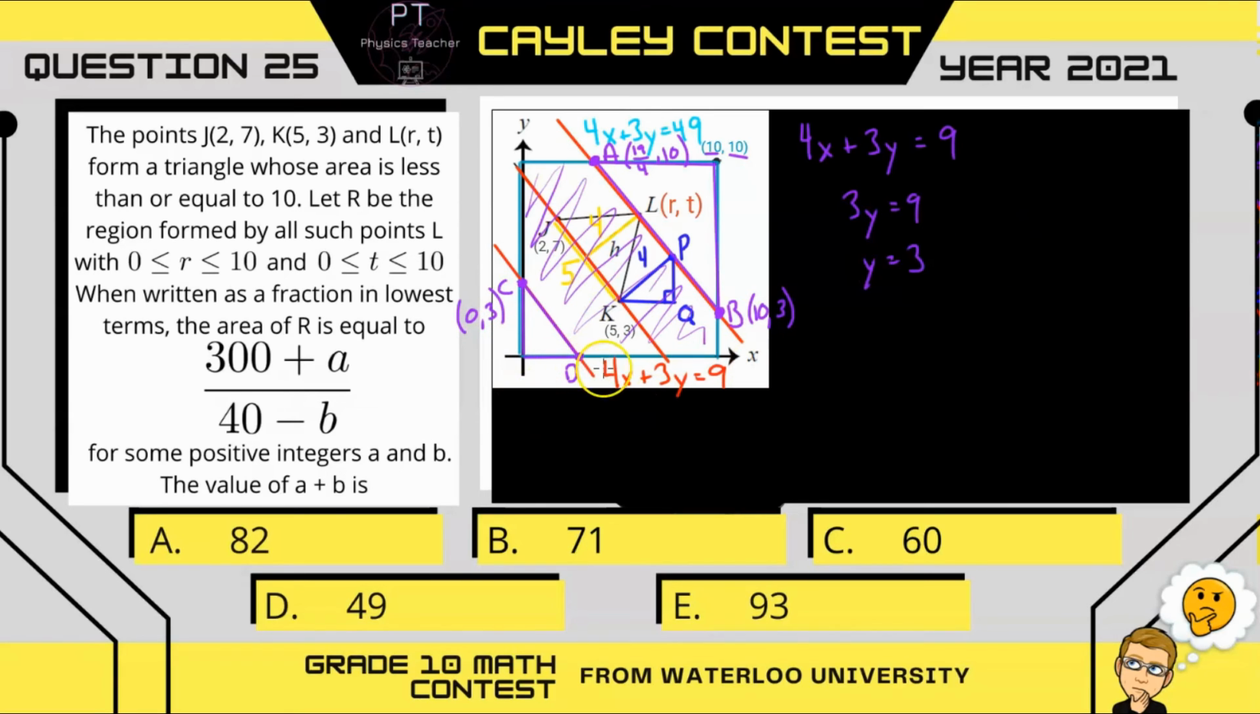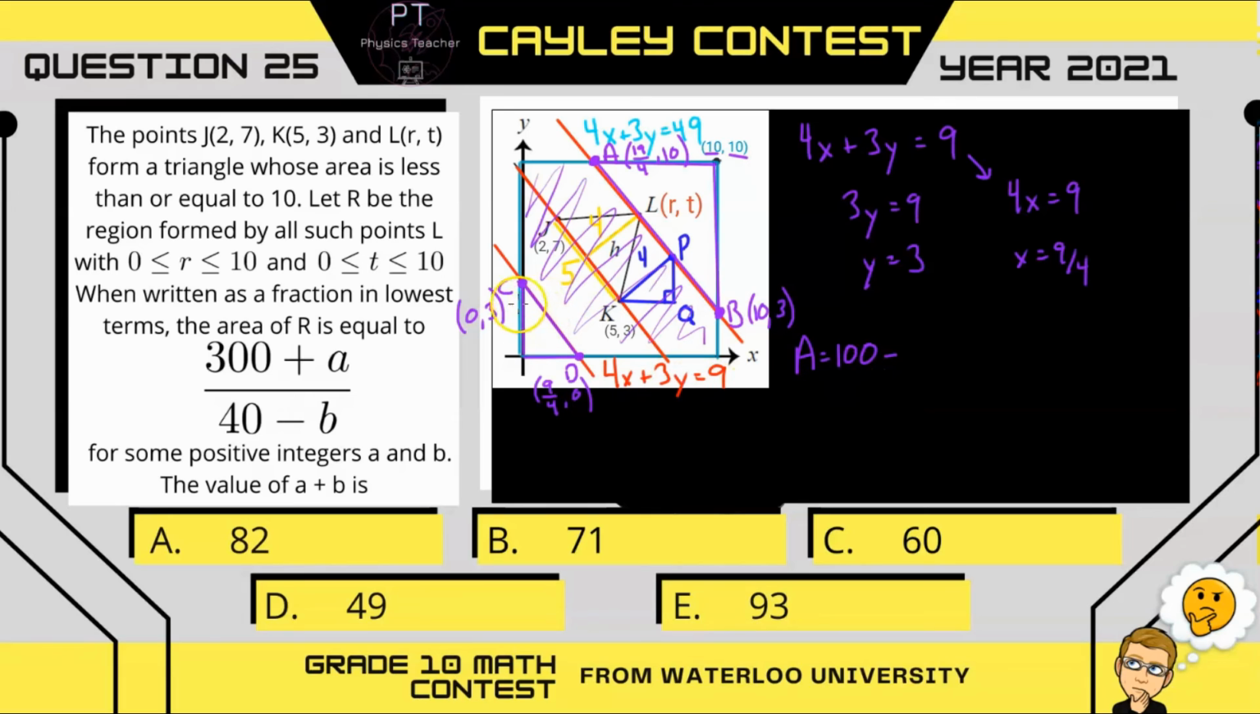And for D, we're essentially finding the x-intercept, where we set y equal to 0. And when we do that, we get 4x equals 9, or x equals 9 over 4. So the point D has the coordinates 9 over 4 and 0. Now that we know those coordinates, we can find the area inside. To do that, we need the area of the entire box. And this is a 10 by 10 box, so the area of the entire box is 100.